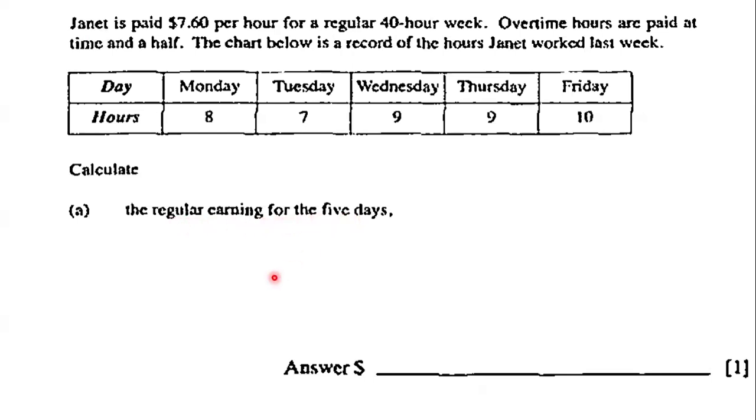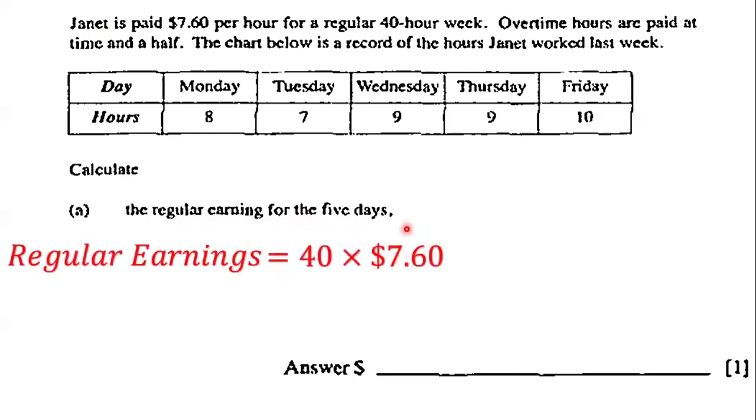And so in order for us to calculate her regular earnings for the 5 days, what we have to do is take her hourly rate, how much she's paid per hour, which is $7.60, and multiply it by 40 hours, because 40 hours is the amount of hours that she worked in a regular 40-hour work week.